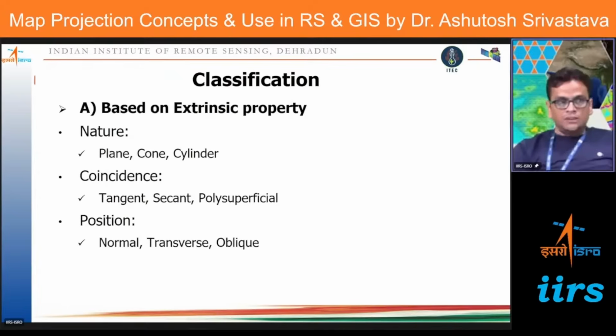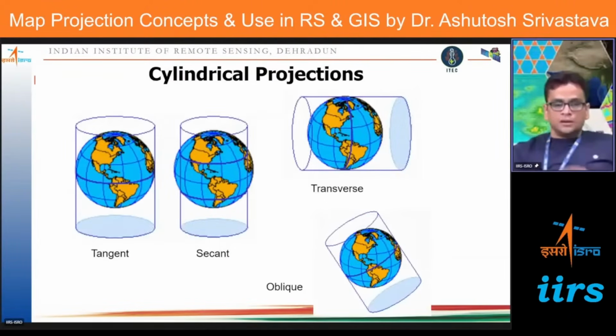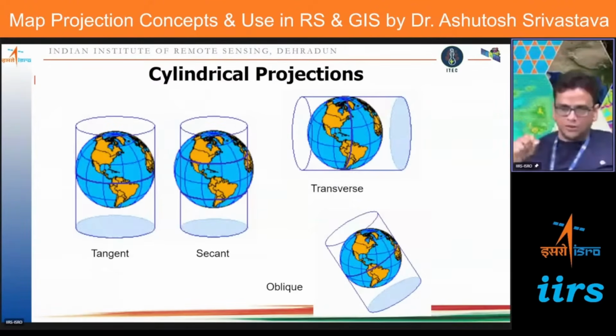When we classify these projections, nature-wise, we can define them as plane, cone, cylinder, coincidence, tangent, secant, and superficial, and position-wise as normal, transverse, and oblique. So we know about the nature-wise plane, cone, and cylinder. Now we will go with the figure. You can see here the plane, cone, and cylinder. We are taking one example of a cylinder.